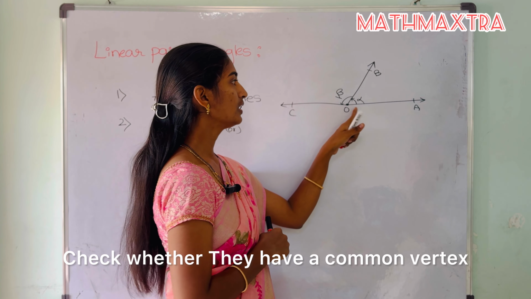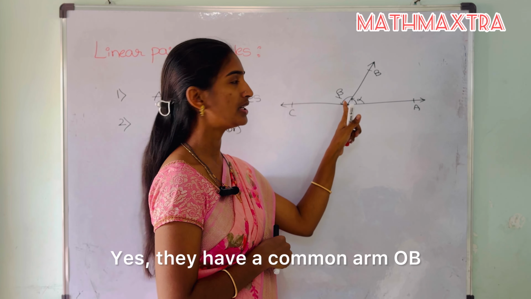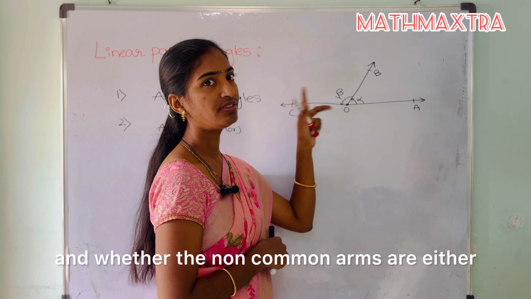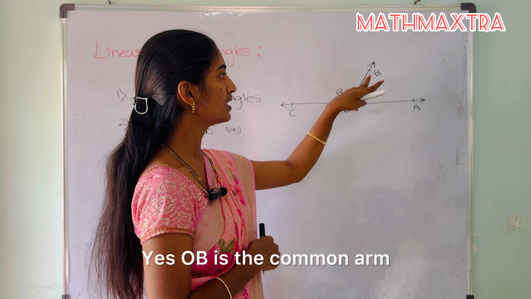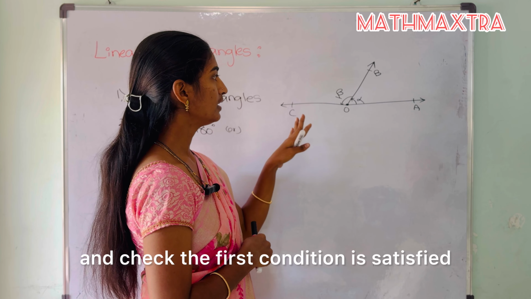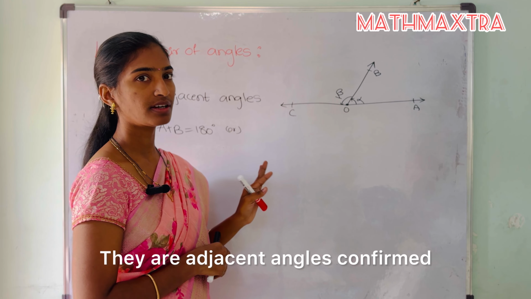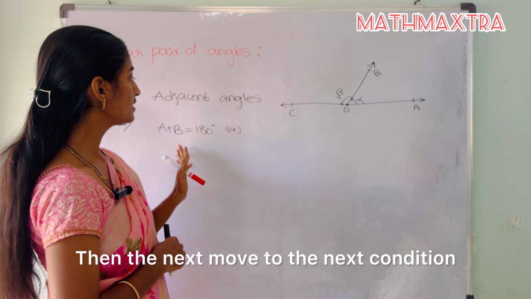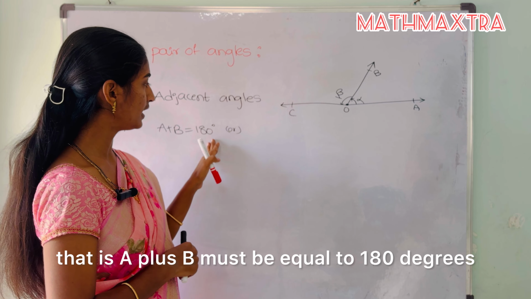Check whether they have a common vertex. Yes, they have a common vertex. Whether they have a common arm. Yes, they have a common arm OB. And whether the non-common arms are on either side of the common arm. Yes, OB is the common arm and OA, OC are on either side of the common arm. Okay, first condition is satisfied. They are adjacent angles, confirmed. Then move to the next condition, that is alpha plus beta must be equal to 180 degrees.